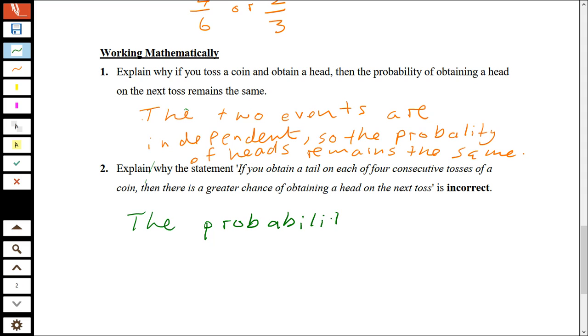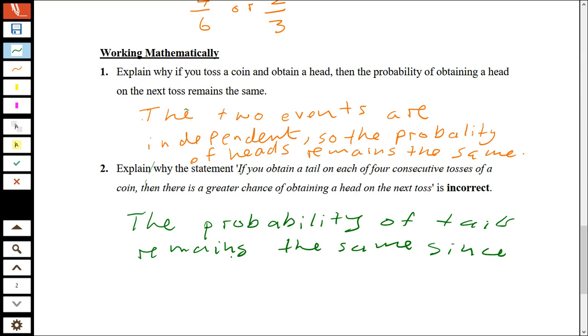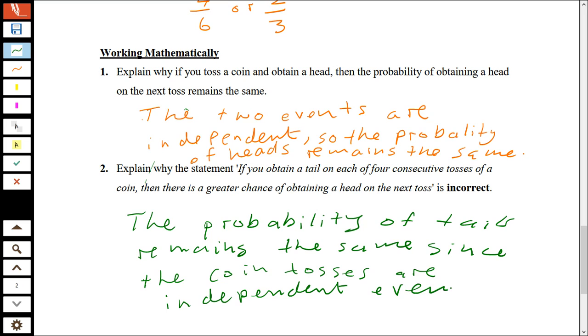the probability of tails remains the same since the coin tosses are independent events. Okay, great. Right, so that's pretty much it.